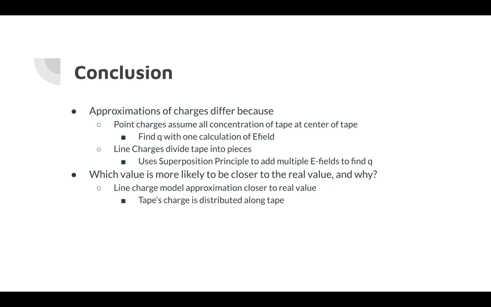So in conclusion, the approximations of charges differ because the point charge method assumes that all the tape's charge is concentrated at the center of the tape, whereas the line charge method divides the tape into equal pieces and uses the superposition principle to add each E field to find the total Q. The value more likely to be closer to the real value is the line charge method, because it uses a closer approximation by dividing the tape's charge into equally distributed pieces.